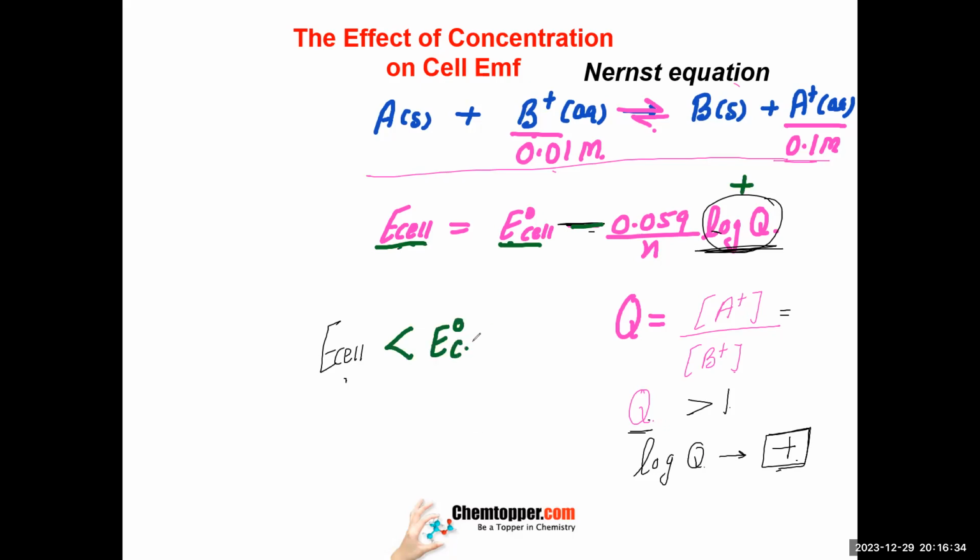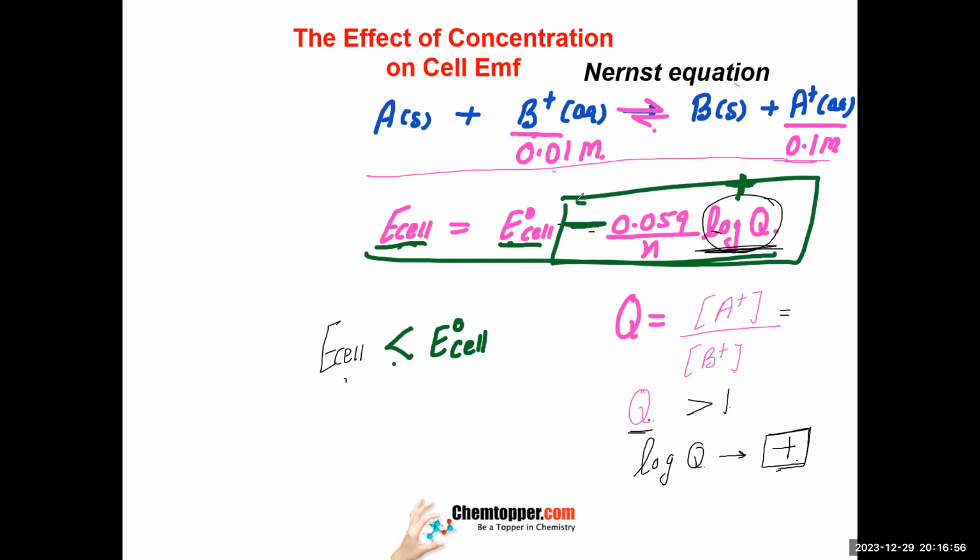Why, Atharva? Children, you're not understanding this simple mathematics. Log Q is positive. So when you plug in the value here, this complete answer will be negative. So definitely E cell will be less than E naught cell because I need to subtract this value, right? Is it okay? So E cell is less than E naught cell.